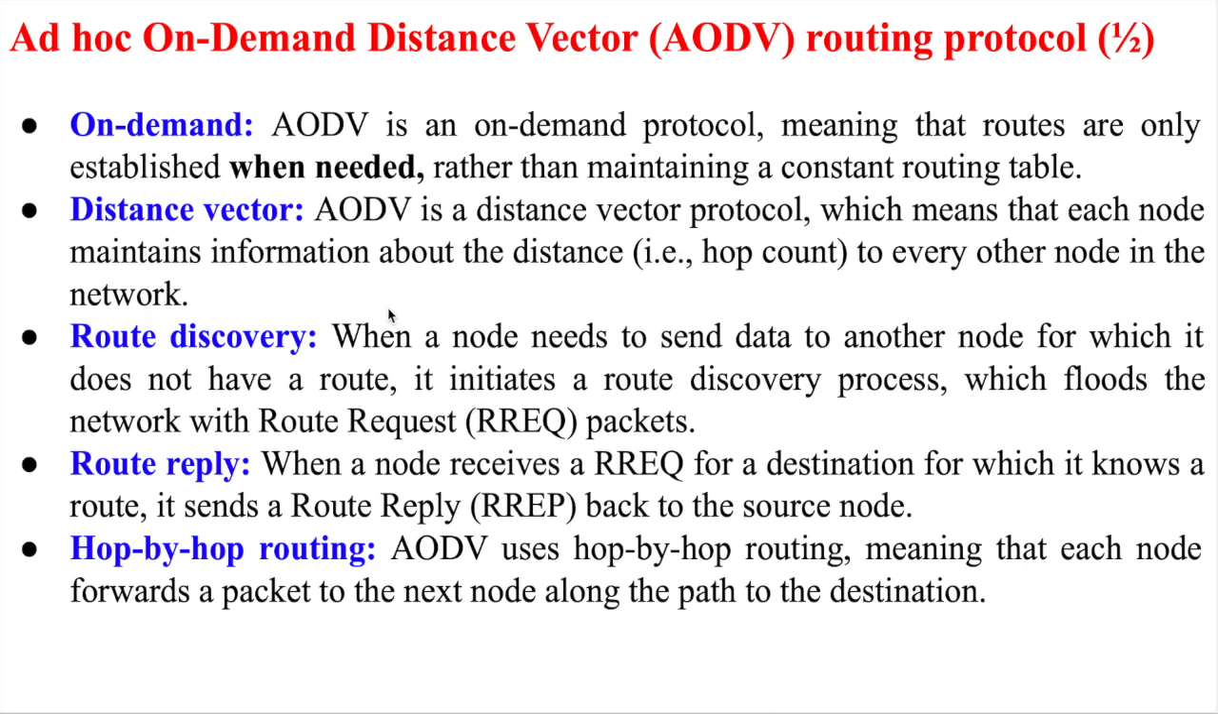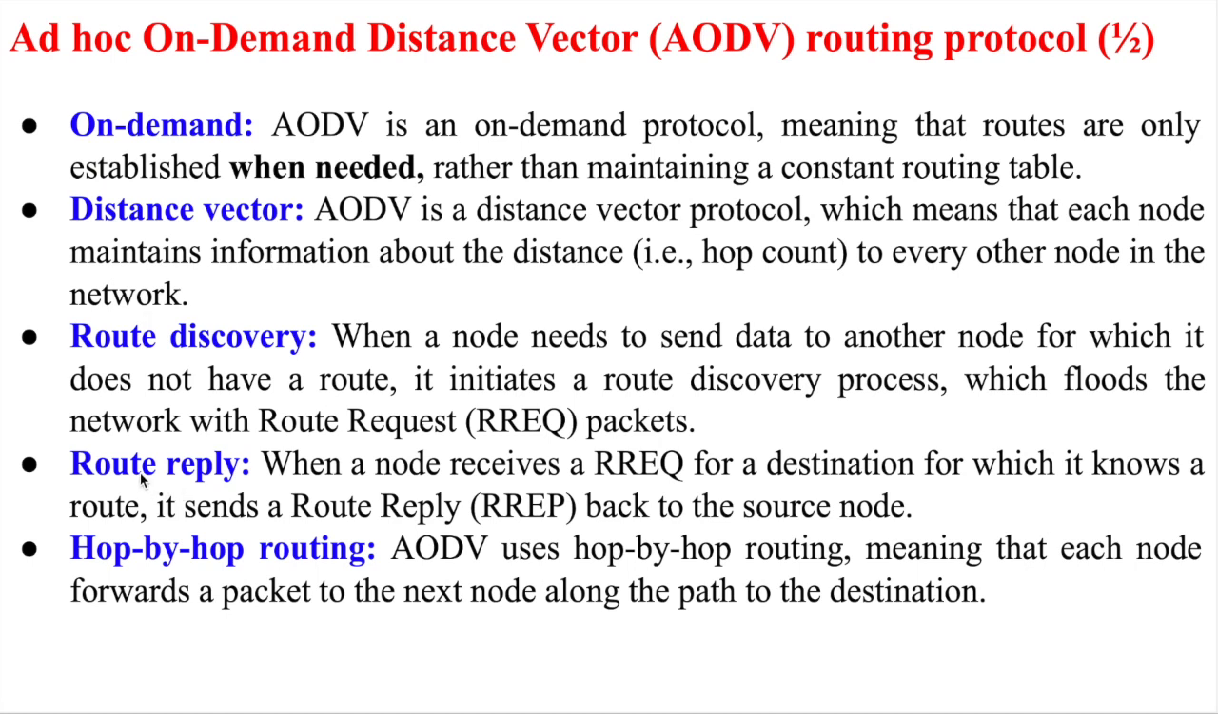And how can they make the path? They use these types of packets and messages. So here, very first, route discovery comes into the picture. When a node needs to send data to another node for which it does not have a route, it initializes a route discovery process which floods the network with route request packets or route request messages. So whenever you have the information, you flood the route request message. Whatever neighbors are there, they receive your route request message.